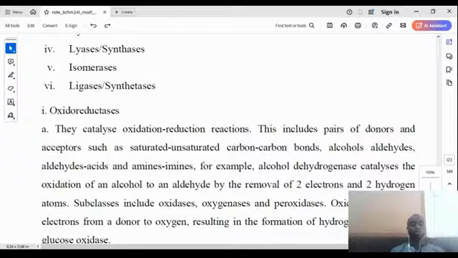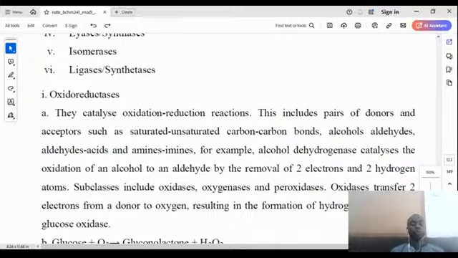So we have oxidoreductases. What they do is catalyze oxidation-reduction reactions. They catalyze redox reactions, which include pairs of donors and acceptors, such as saturated and unsaturated carbon-carbon bonds, alcohol and aldehydes, aldehydes and acids, and amines and imines. For example, alcohol dehydrogenase catalyzes the oxidation of an alcohol to an aldehyde by the removal of 2 electrons and 2 hydrogen atoms.